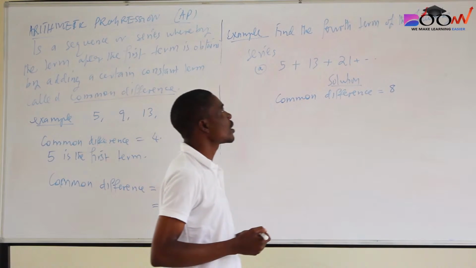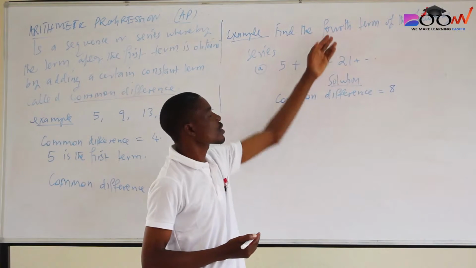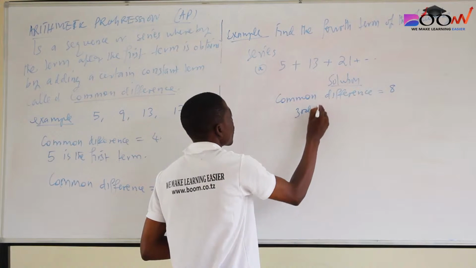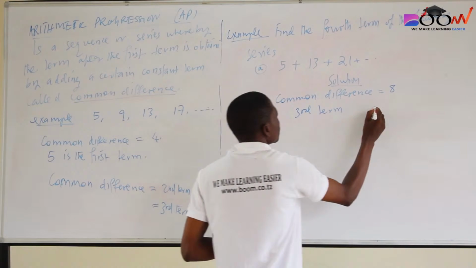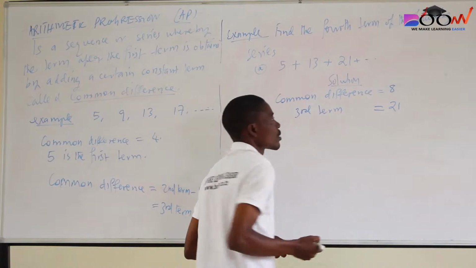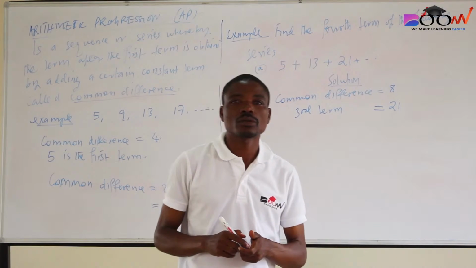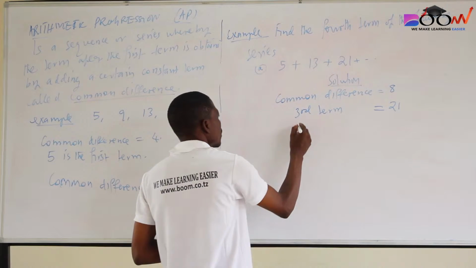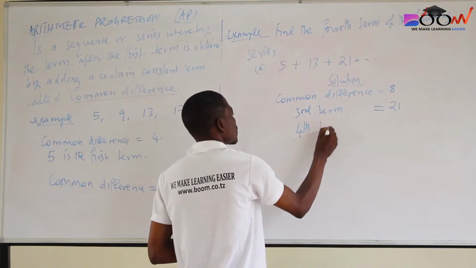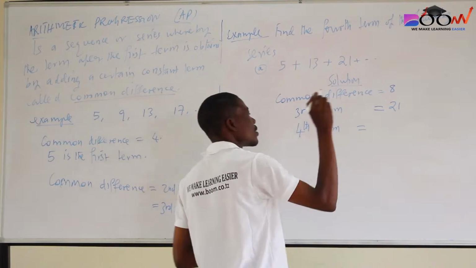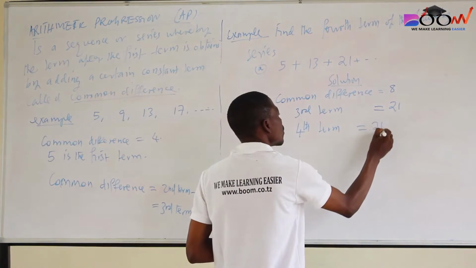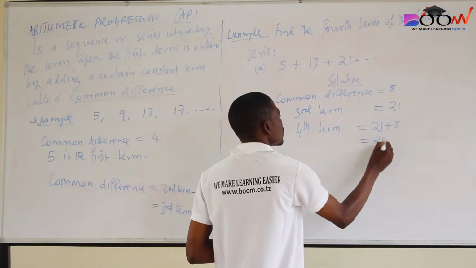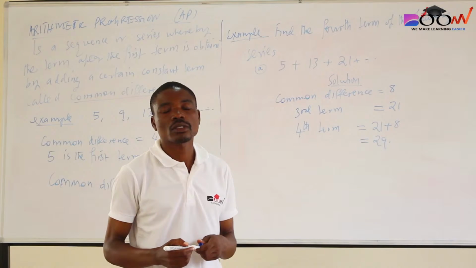Since now you have been requested to find the first term, you have to look for the third term. Our third term will be equal to 21. Therefore, what will be now the first term? The first term, you just take now the third term, which is 21, you add it with our common difference, which is 8. Here it becomes now 29.